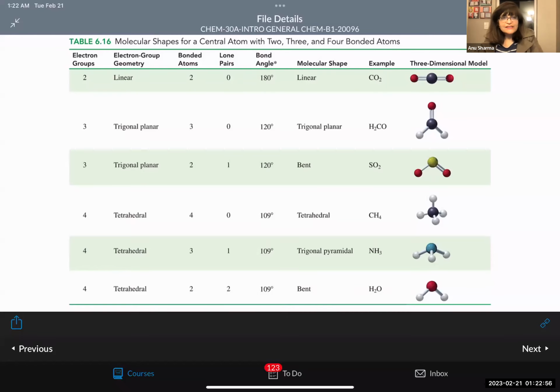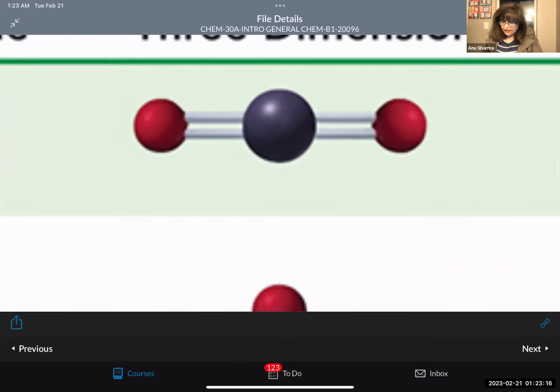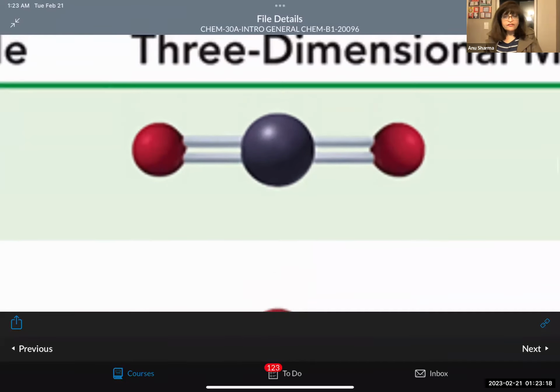Hi guys. Okay, so let's look at the questions on chapter 6, and that is regarding the shapes. For Chem 30A, these are smaller shapes, just linear, trigonal planar, tetrahedral, like the simple ones. Okay, so the linear shape is like a line, very simple.